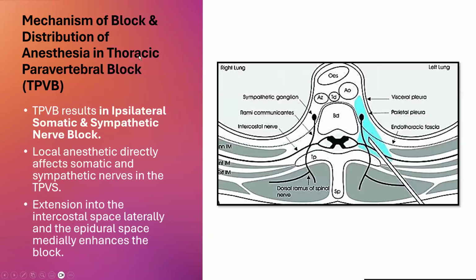Now coming to the mechanism of the block. The thoracic paravertebral block results in an ipsilateral somatic and sympathetic nerve block both, because here the rami communicantes are also involved and the nerve roots are also coming. Sometimes it can extend to the intercostal space laterally and also to the space medially, and enhances the block if more volume is given.